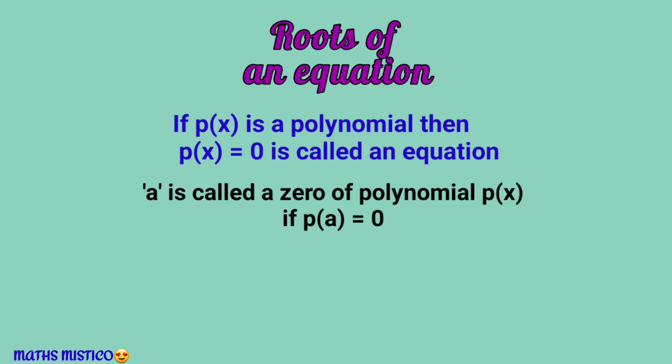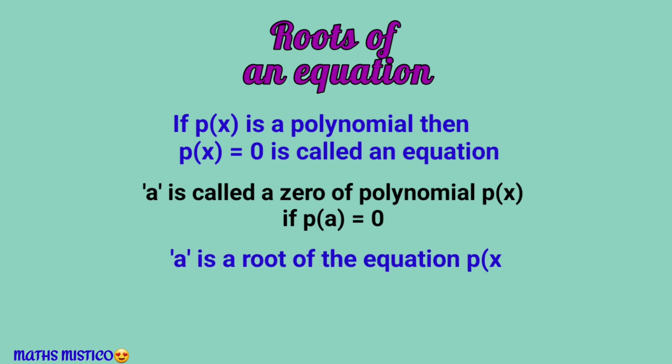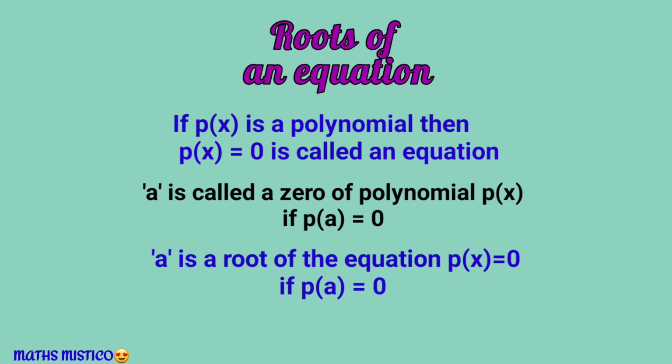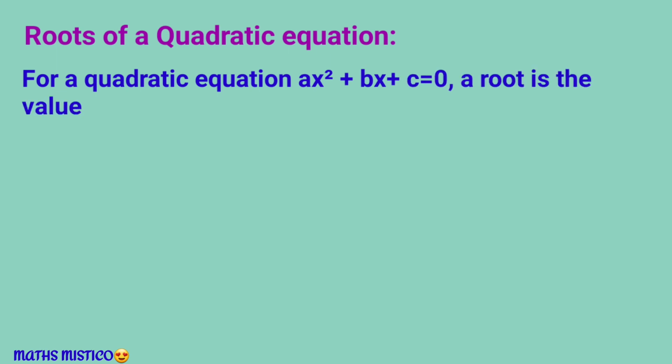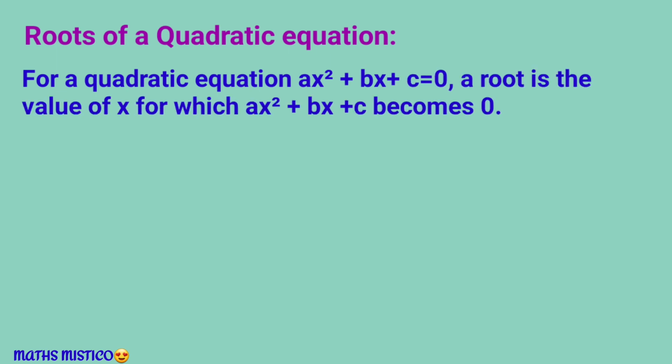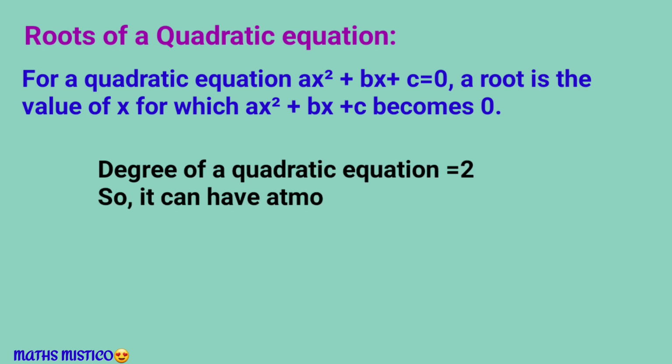Now from p of x, I get the polynomial equation p of x equal to 0. So it means that when I replace x by a in this equation, LHS becomes equal to RHS. So the number a is called a solution of the equation and root is another name given to it. So if we have a quadratic equation ax square plus bx plus c equal to 0, then the value of x which satisfies this equation, or in other words which makes LHS equal to RHS, is called a root of this equation.